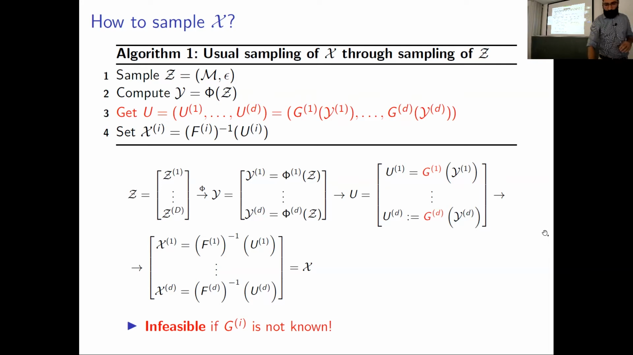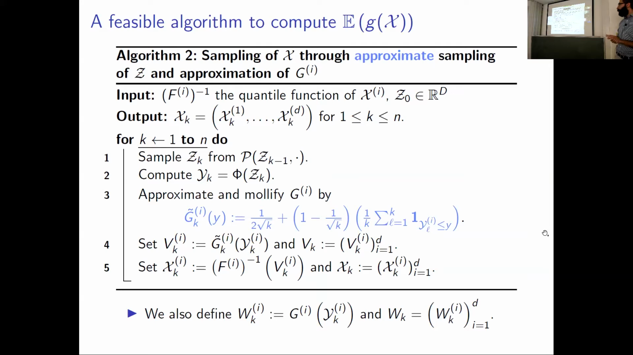Okay. Cool. So what could I do? What can I actually do? I cannot use G because G is possibly unknown. So what I will do is the following. I'll use the same inputs, but only the things I know. I'll use the inverse c.d.f. of X_i, and I will construct a Markov chain on X. So for each one of the iterations K in a Markov chain, I will sample my Z from a Markov kernel P.